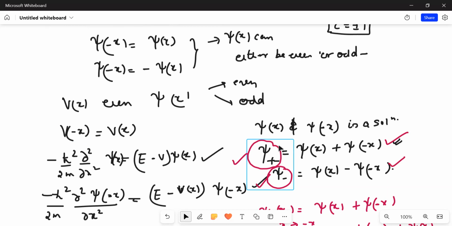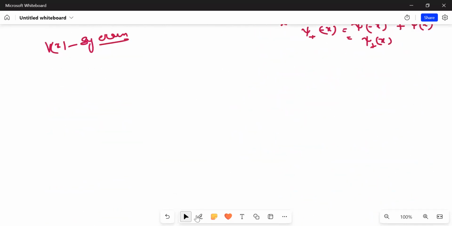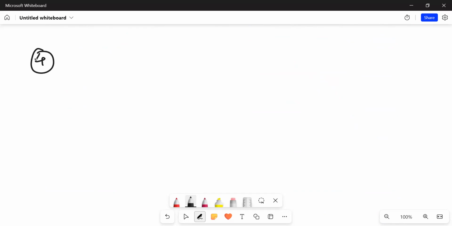This is a very important property. Now let us move to the last very important property, and then we'll finish this part here. What is this property?